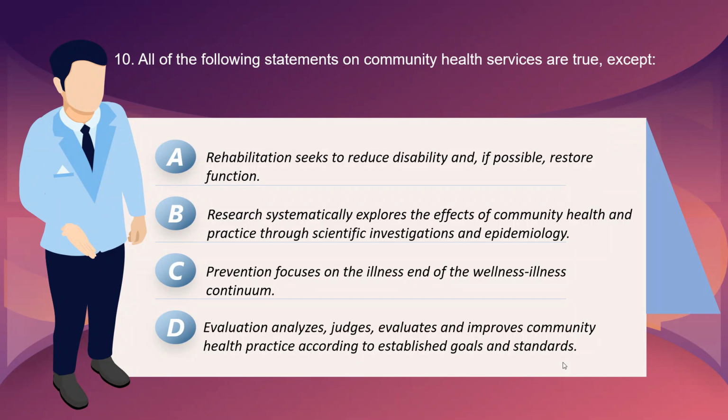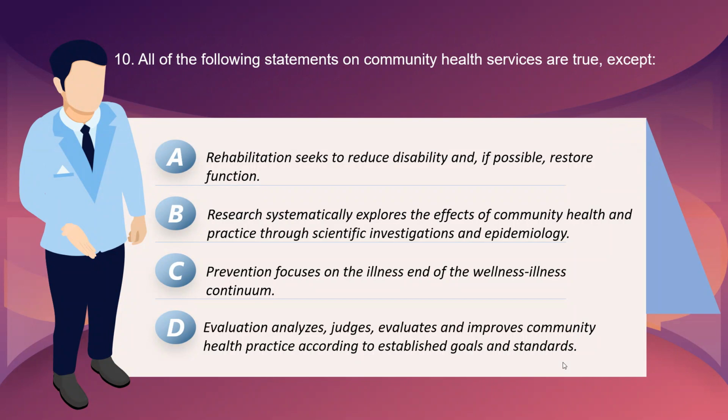Of course, what we are looking for here is actually a wrong answer. So of course we know that prevention is actually part of the primary, secondary, or tertiary prevention. These are activities designed to maintain or move towards wellness and avert progression to illness. And of course, the focus should not be on the illness end. So the best answer for number 10 is letter C.